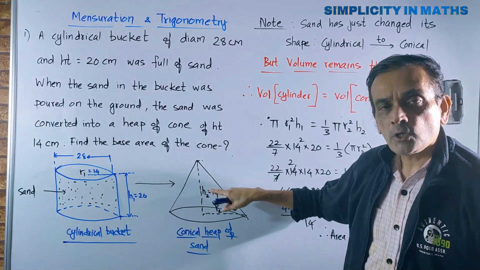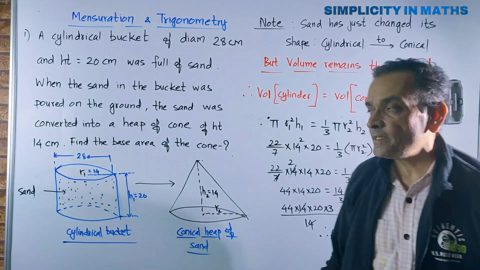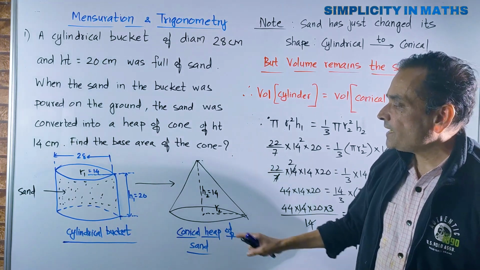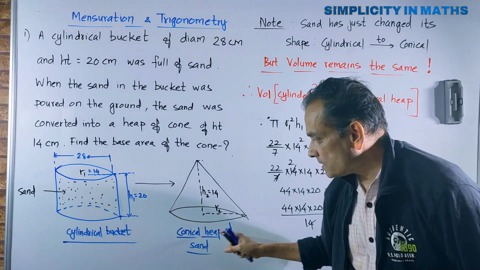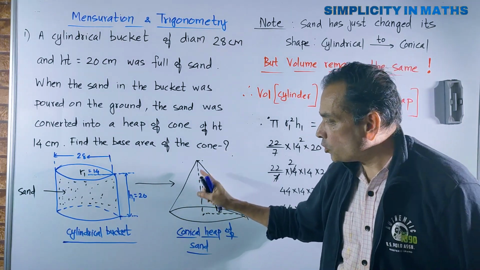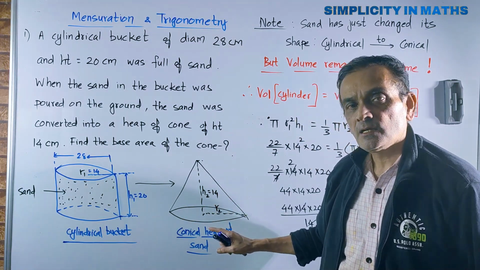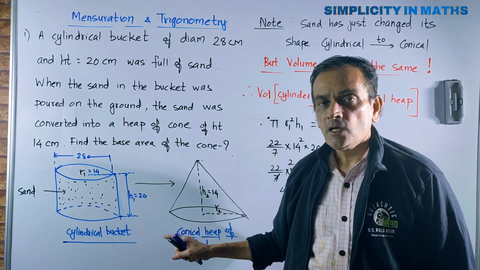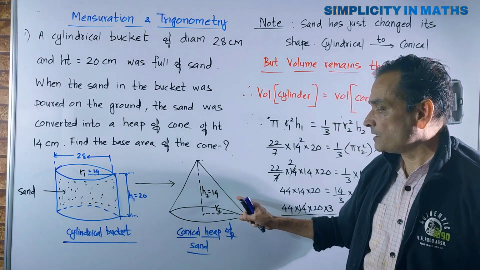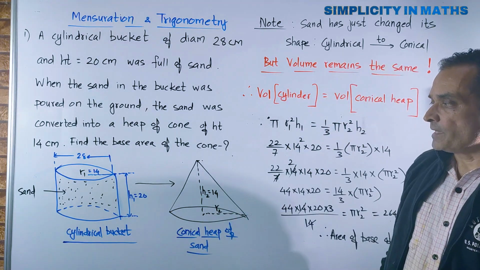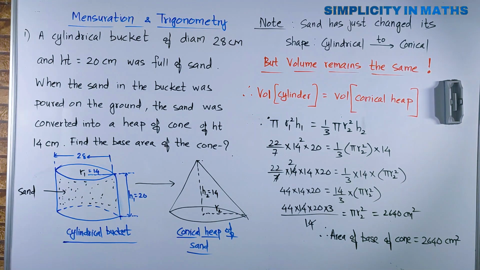Height of the cone 14 centimeters. Into a heap of cone of height 14 centimeters. Find the base area of the cone. The base area of the cone means what? Area of the base circle. We have seen that a cone has always got a circle at its base. So we are asked area of the base circle. We are not asked the radius of the cone. क्या पूछा है? Area of the base circle. So this is the problem. You can just take down or just be ready with a pen and notebook. Hurry up.